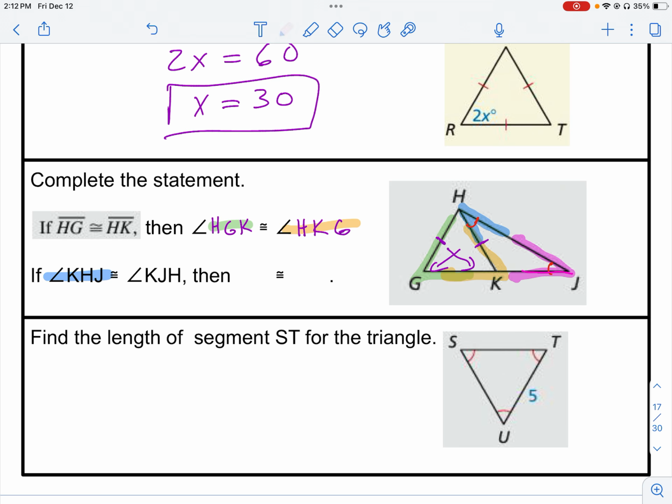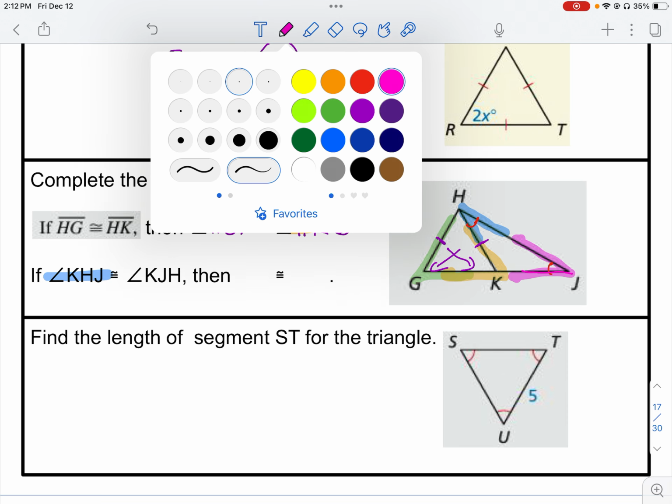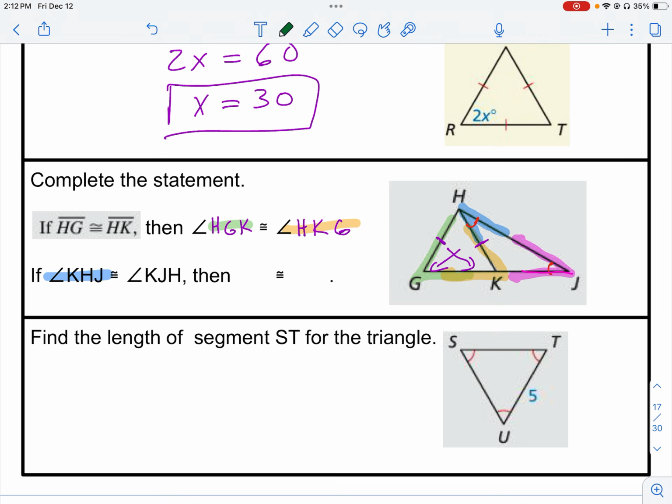It's down here. Well, they're congruent. Then the converse to the base angles theorem tells us to crisscross. And then segment HK is congruent to segment JK. That's the converse of the base angles theorem.